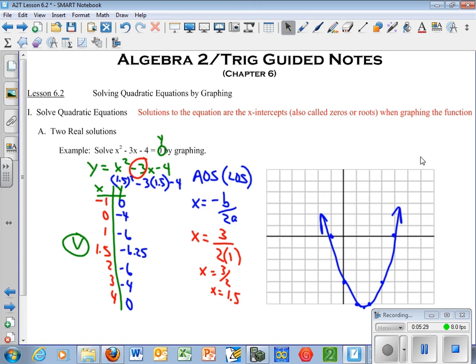Okay, so the solutions are the x-intercepts. So it would be there and there. So that would be at x equals negative 1 or x equals 4. 2 solutions or roots to that one at negative 1 and at 4.